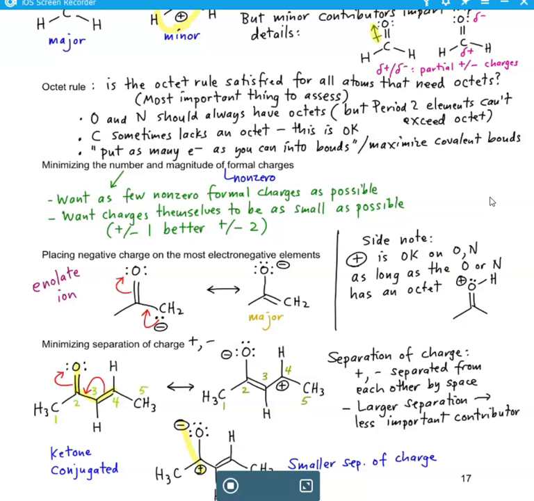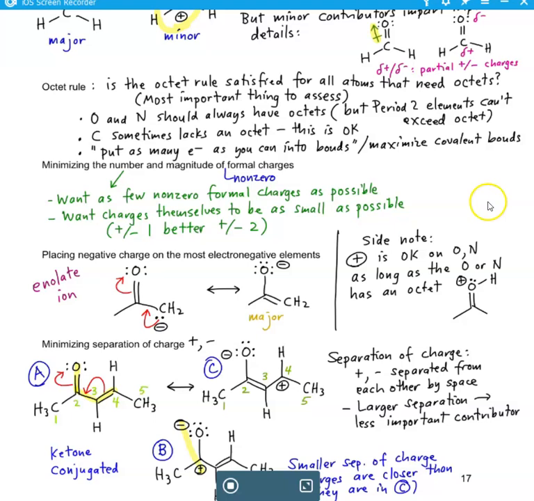Let's actually label these structures. We'll call the original one A. Let's call this guy B. Let's call this structure over here C. Okay, so this structure B has a smaller separation of charge because the charges are closer together than they are in structure C.